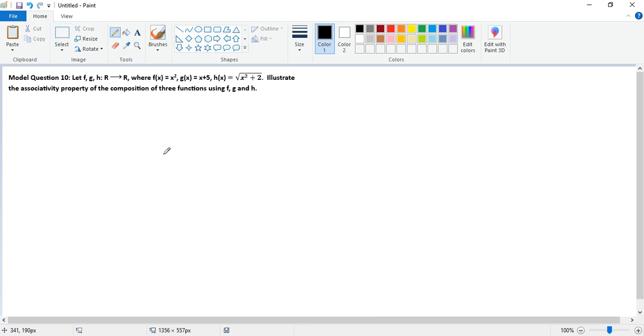Okay, in this video, I'm going to discuss this question from the model question paper, which is on function composition. So, we have three functions. One function is f of x is equal to x squared. The other function is g of x, which is x plus 5. And the third function is h of x, square root of x squared plus 2.